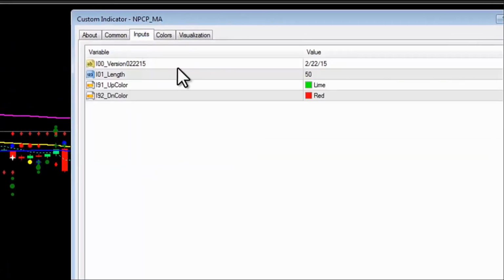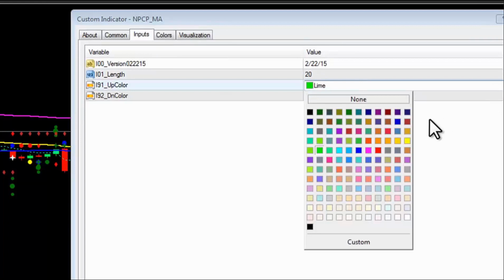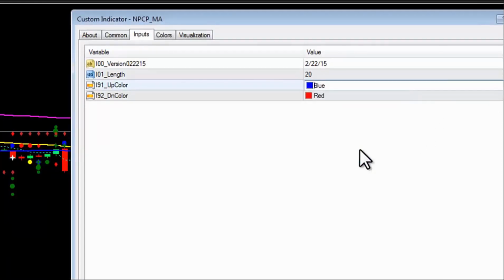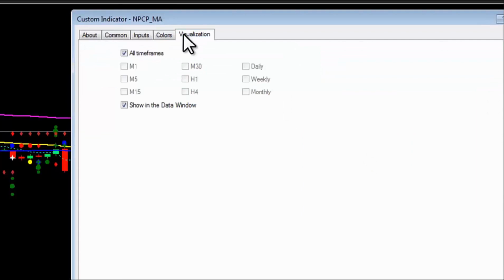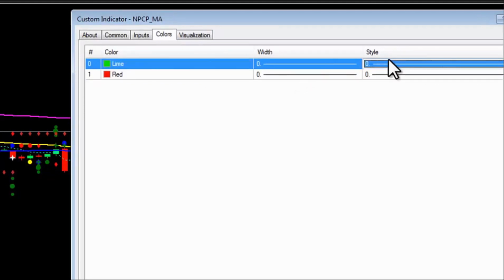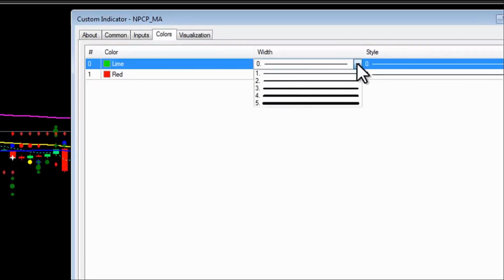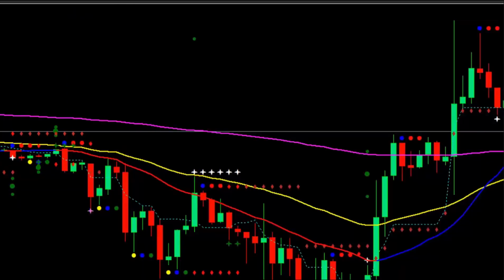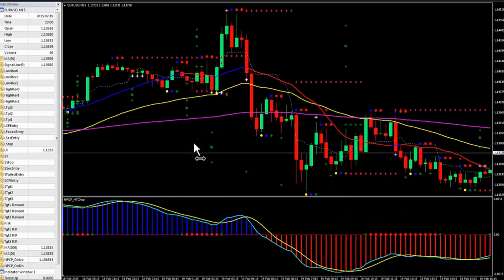And we're going to change the inputs to 20. And we're going to change this to blue because that's the color I like, but you can put it any color you want. And I like my style to be thicker. Okay, there we go. Now we got it on there. Turn off auto scroll and let's just look at what happened on this last session.